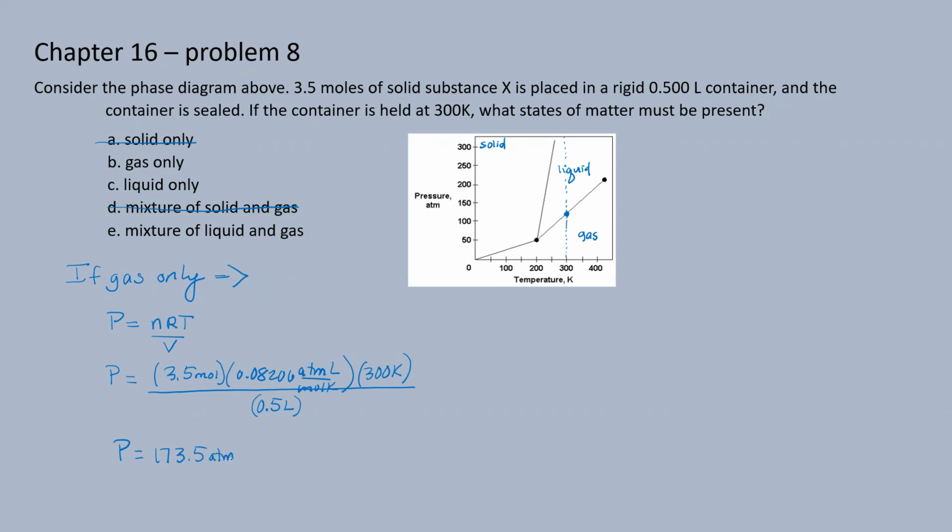So let's go over to our graph and find 173.5. That's roughly here. If I continue that across, that would be in the liquid phase. So according to what we just said, if that point intersected in the gas area, we would have been correct to assume that it's gas only. But since it's in the liquid area, that's impossible. So we'll get rid of gas.